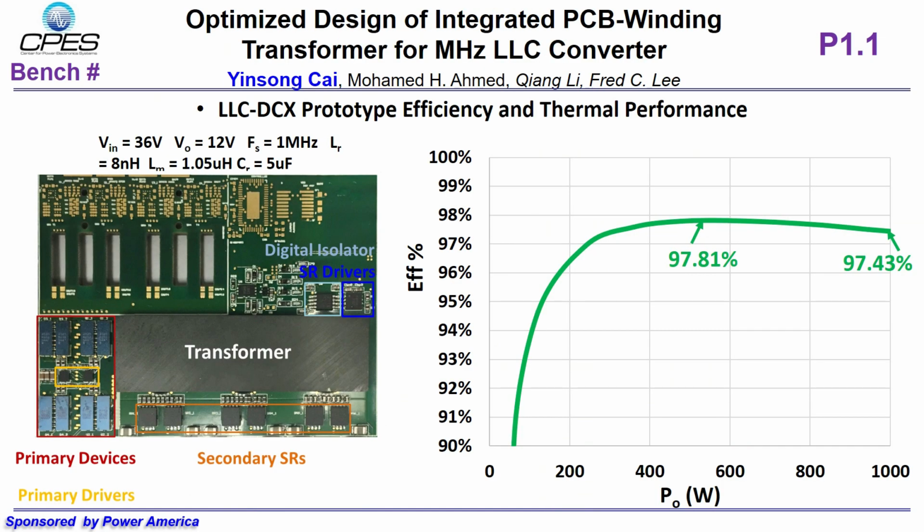With all the improvements and final optimization of the transformer, we have the prototype. The test efficiency is shown in the figure. It achieves 97.8% peak efficiency, and the thermal performance is good at both mid-load and full load.